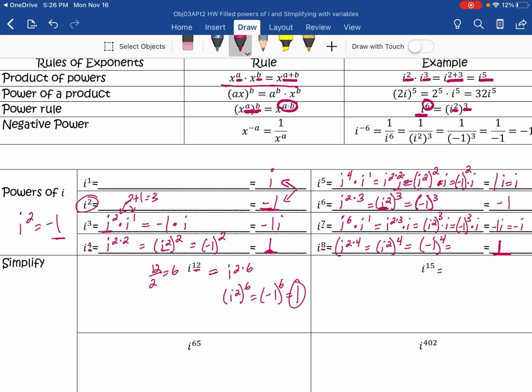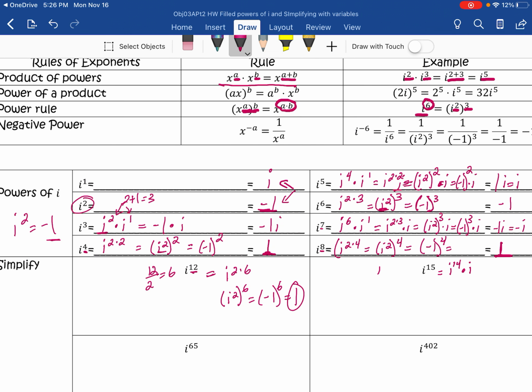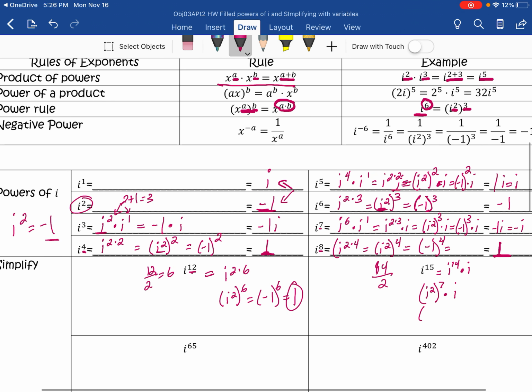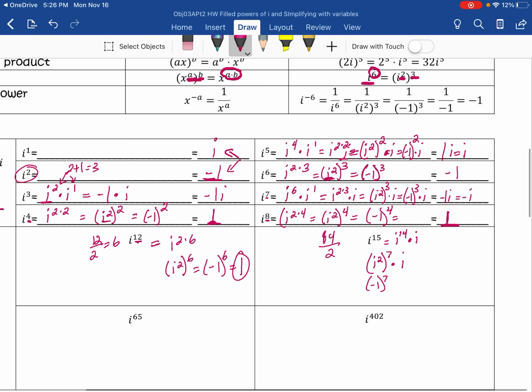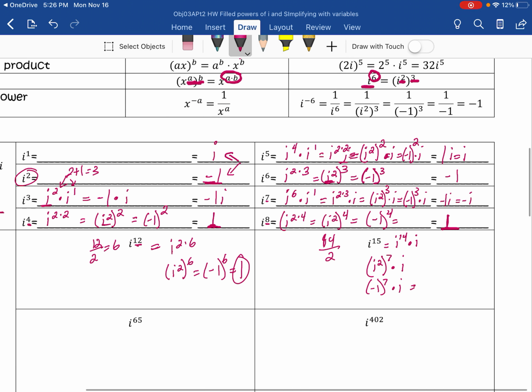i to the 15th. Whenever it's odd, I rewrite it. That's going to be i to the 14th times i. I take my 14 and I divide by 2, because it tells me how many i squareds I have. So i to the 14th is the same thing as i squared to the 7th times i, which is negative 1 to the 7th power, times i, which is negative 1i, or negative i.